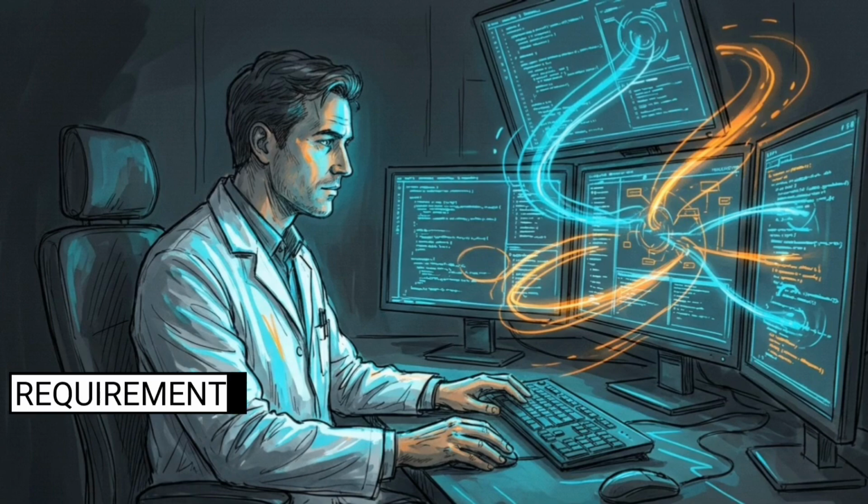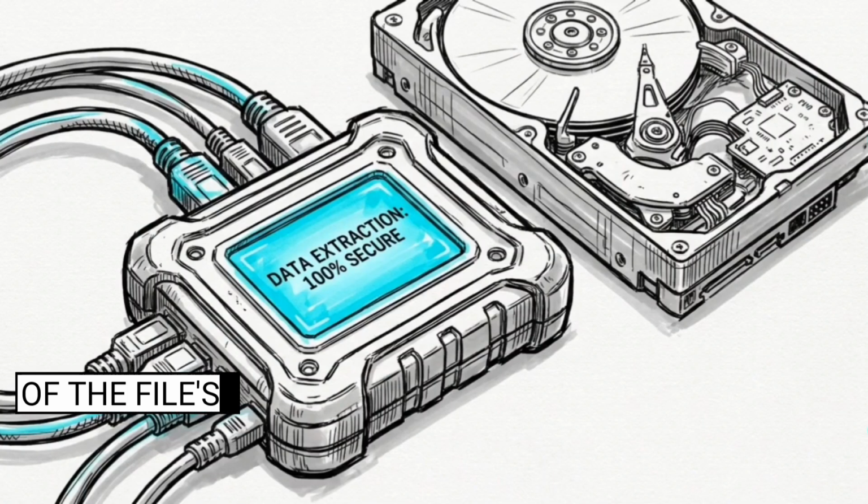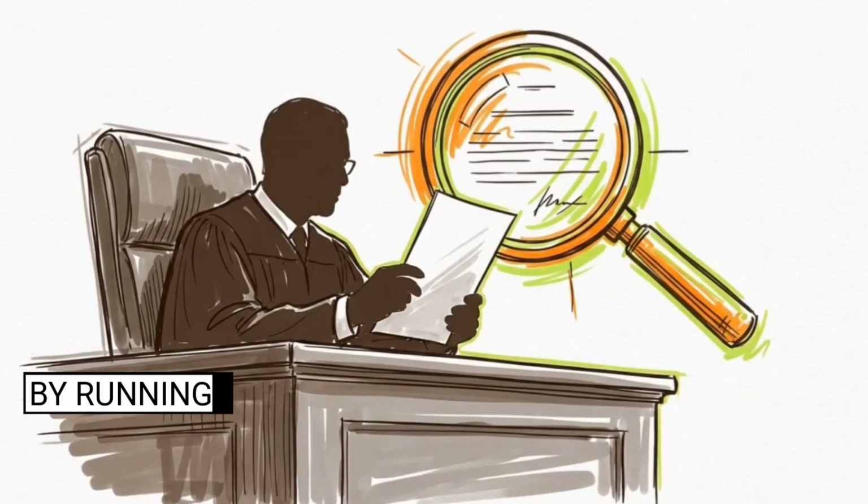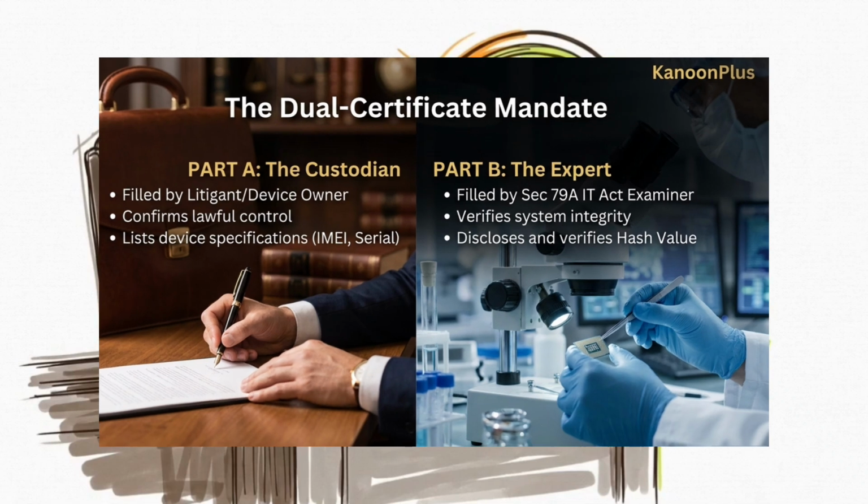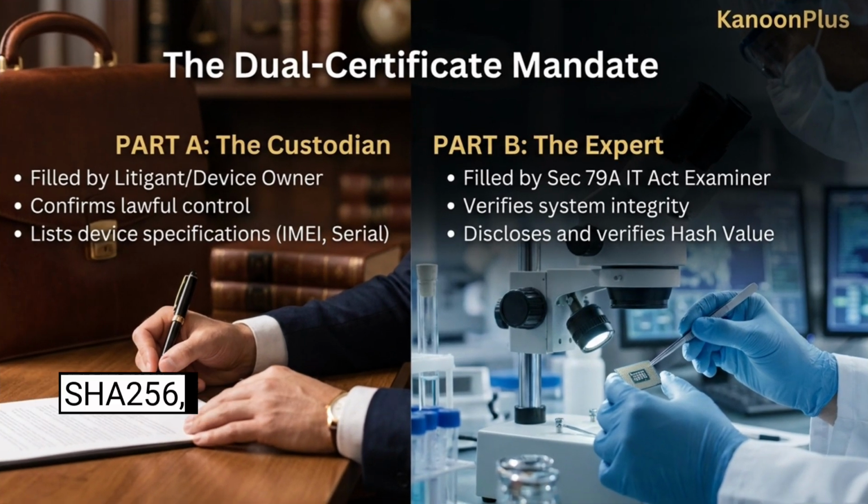The core technical requirement of Part B is the disclosure of the file's hash value. A hash value is a digital fingerprint, calculated by running data through a mathematical algorithm. This algorithm, such as SHA-256, converts raw data into a fixed-length string of characters.